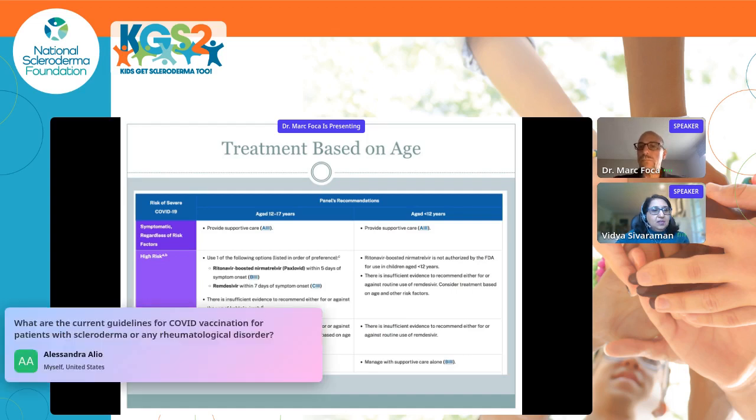All right. And the next one we had was, what are the current guidelines for COVID vaccination for patients with scleroderma or any rheumatologic disorder? So the guidelines are similar to the general guidelines. They should all have a 3-dose primary vaccine series, which is different than it is for most of us. And then if they're 5 and over, they should get the booster. So it's really no different.